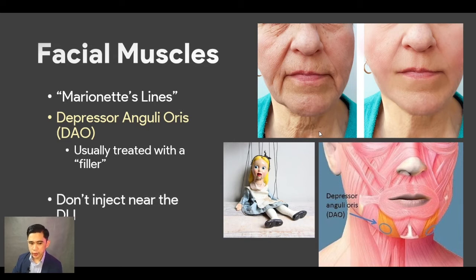Okay, so caution in injecting Botox in the depressor anguli oris. We don't inject it near the DLI. This is the DLI, the depressor labii inferioris, because once we inject that, this will become paralyzed and the patient won't be able to move the lips downward, and thus you will have an asymmetrical left and right when doing mouth movements. So these are very near to each other.